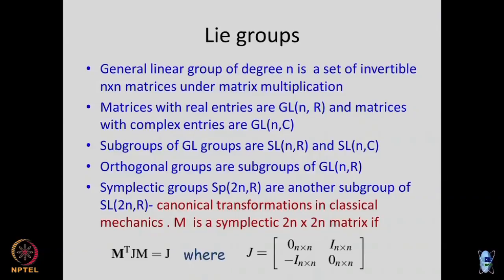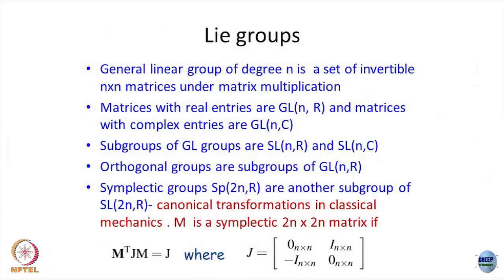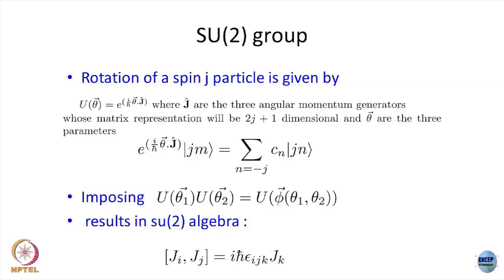So some of this listing is just for completeness on the slide which I am showing, that symplectic groups SP(2n,R) are other subgroups of SL. Special linear groups, they are nothing but canonical transformations in classical mechanics. M is called a symplectic 2n cross 2n matrix, symplectic matrix, if it satisfies this condition, okay. I have summarized whatever I did on the board on the slide, okay.